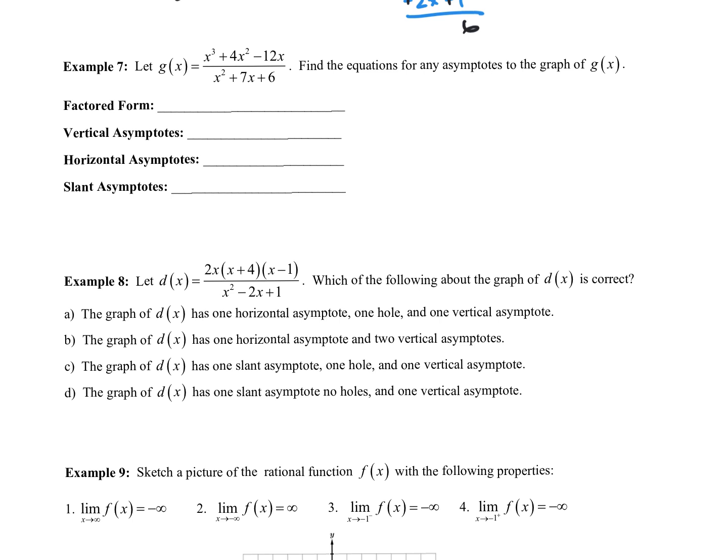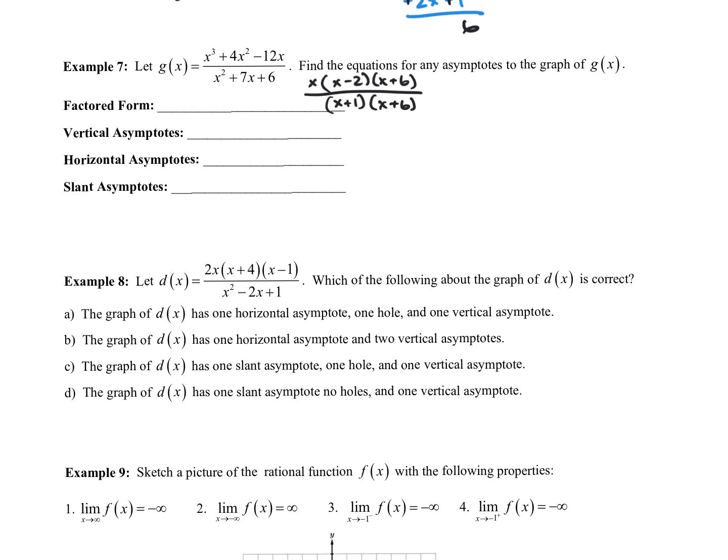What can we factor out of the top right away? An x. So let's factor out an x. And then I'd be left with x squared plus 4x minus 12. What does that factor to? x minus 2 and x plus 6. Love it. All over. Now, what does the bottom factor to? x plus 1, x plus 6. Love it. All right.